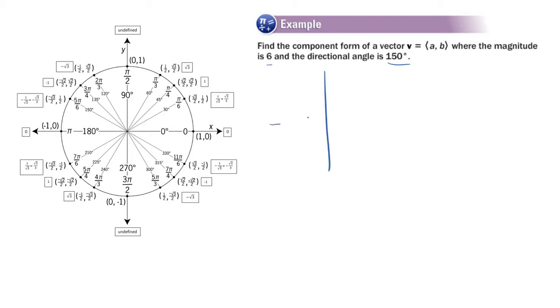So here's our coordinate plane, imagine. It's pointed something like this. So we know that its magnitude is 6 and this angle right here is 150 degrees. They basically want to know, if I make a triangle here, what is this component? What is that component? So we're just breaking it into two pieces.